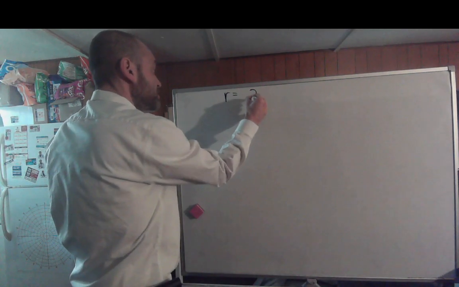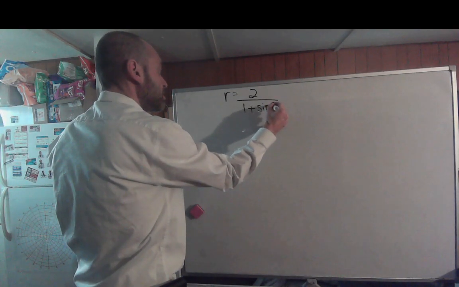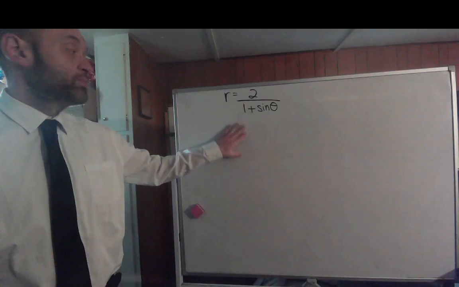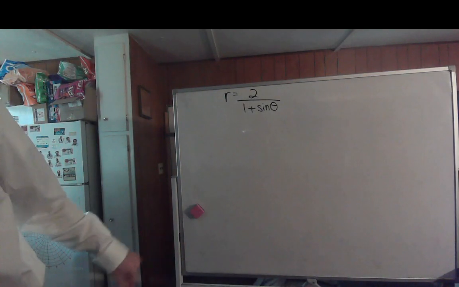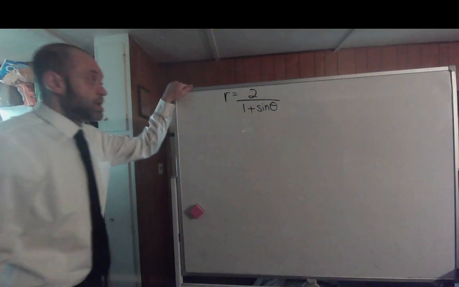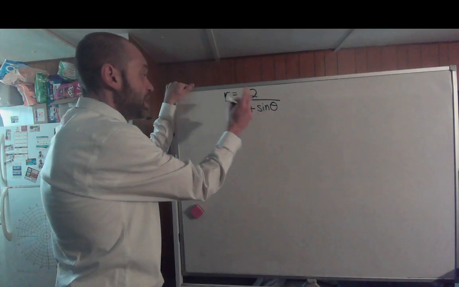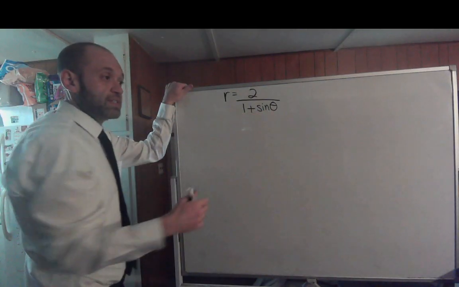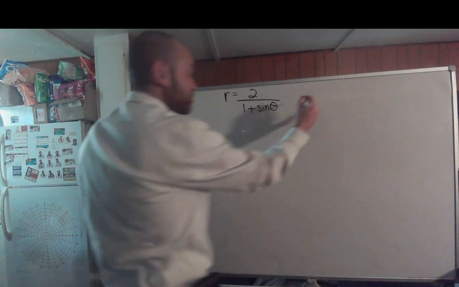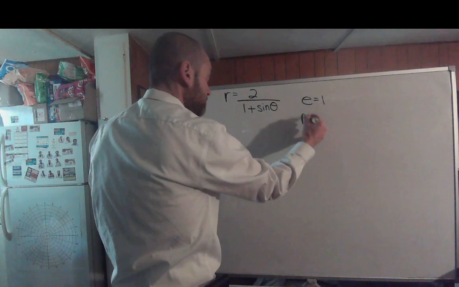So r equals 2 divided by 1 plus sine of theta. Again, ignore the numerator. We don't care about that. Just look at your denominator. Your constant term's a positive 1, and if you look at your coefficient on that sine, regardless of whether it's positive or negative, your coefficient is 1, meaning your eccentricity is 1. And if it has an eccentricity of 1, it's a parabola.